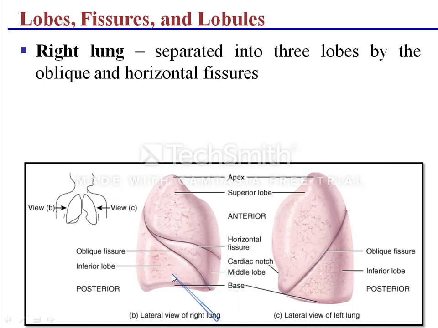Because of these two fissures, right lung is divided into three lobes: superior lobe, middle lobe and inferior lobe. Whereas in the left lung, there is only one fissure which is called as oblique fissure, which is dividing left lung into two lobes: superior lobe and inferior lobe.